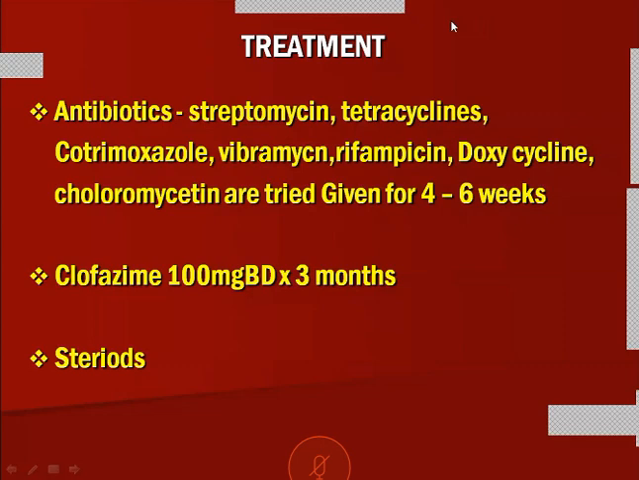Treatment. Coming to the treatment, antibiotic therapy with streptomycin, tetracyclines, cotrimoxazole, vibramycin, rifampicin, doxycycline, chloromycetin is tried for 4 to 6 weeks. Clofazimine is also given at 100 milligrams BD for 3 months. And to prevent the cicatrization, we have to give steroids, local as well as systemic. We have to try. With this early treatment, you can prevent the cicatrization and the sequelae of rhinoscleroma.